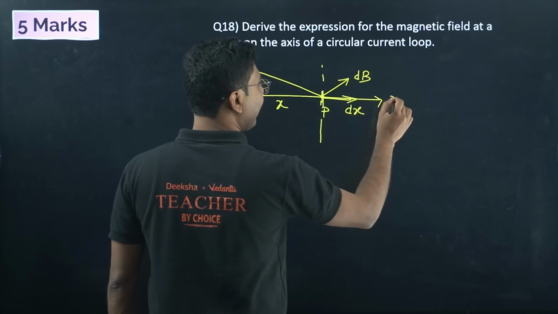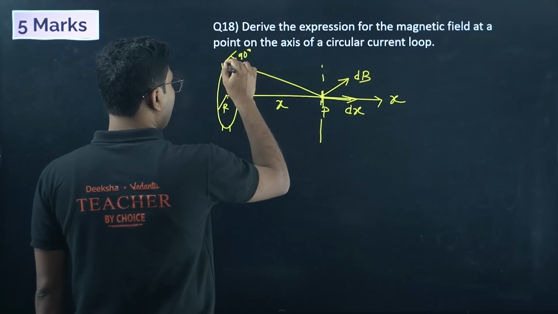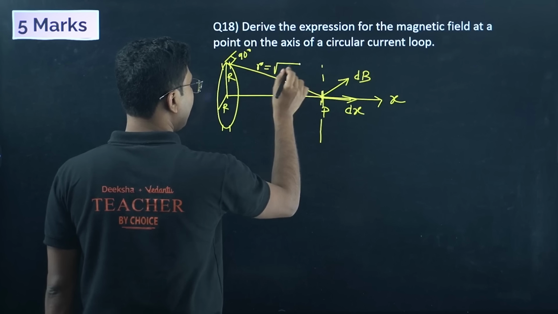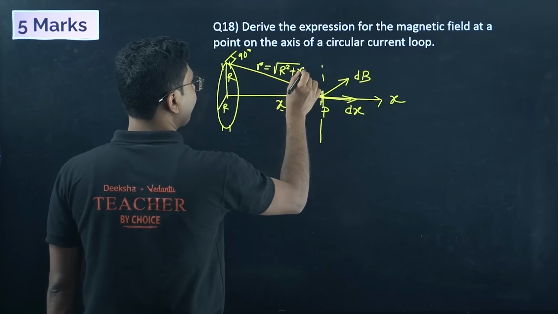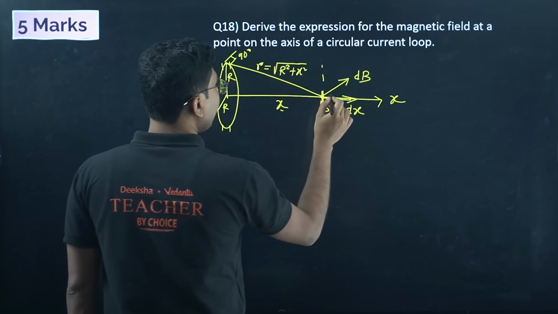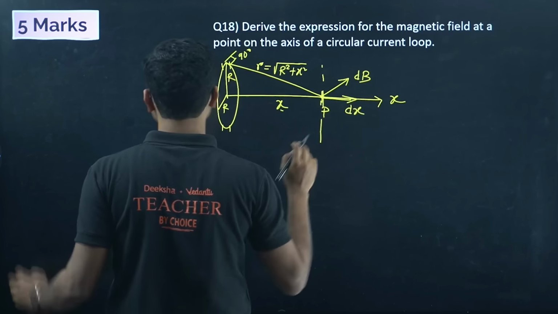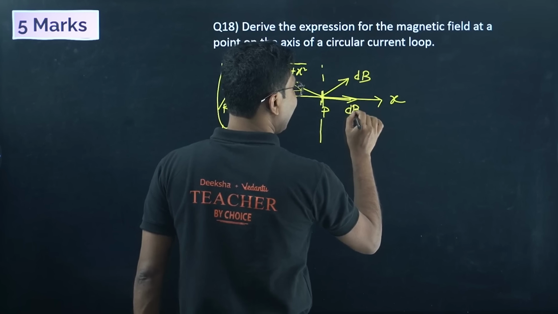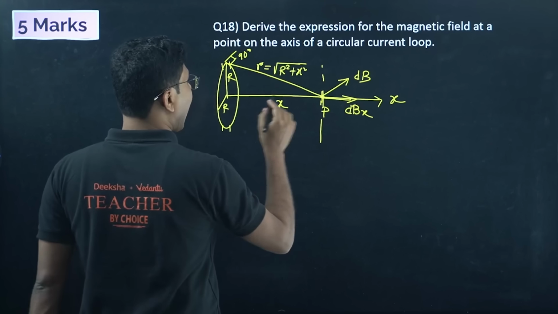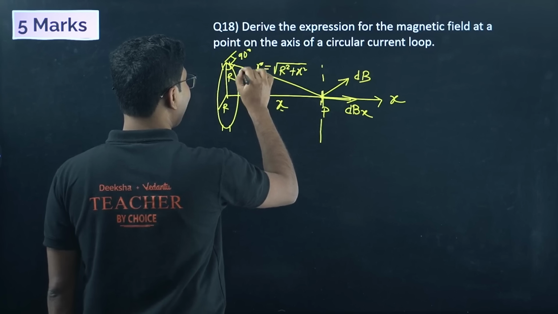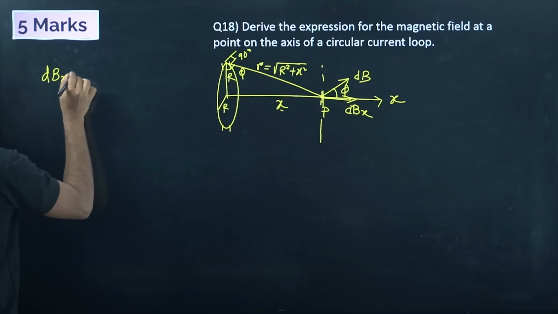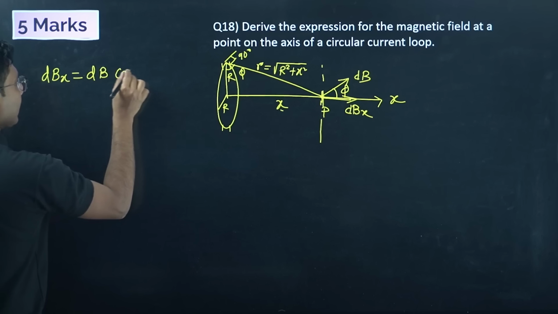This is the x axis, right? Now, this is capital R, this is small x, this is small r, given by root over r square plus x square. Now you have to combine them quickly and find the dBx. So this is dBx, this is dBx. Now we will apply Biot-Savart's law, and this angle is given by phi, so dBx equals dB cos phi.